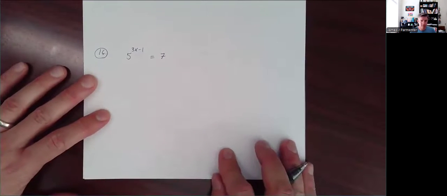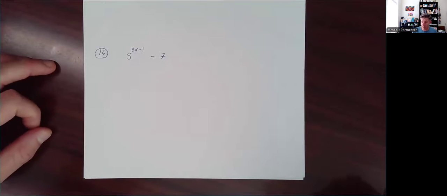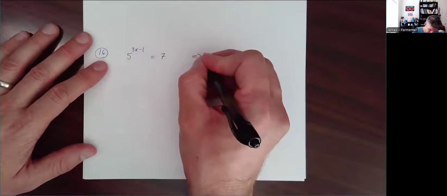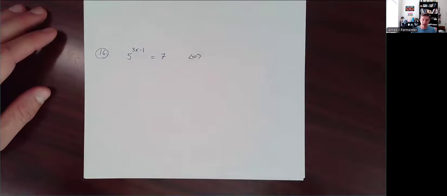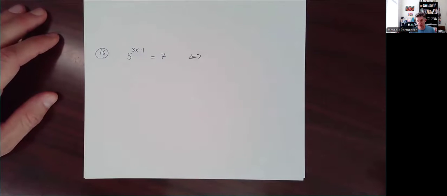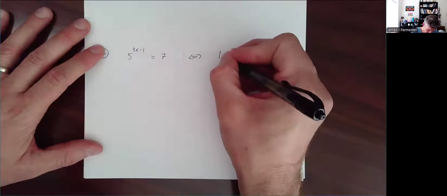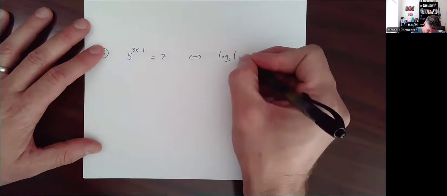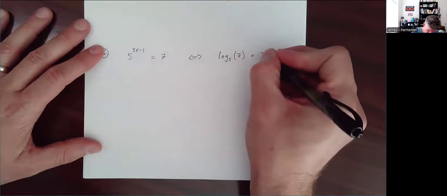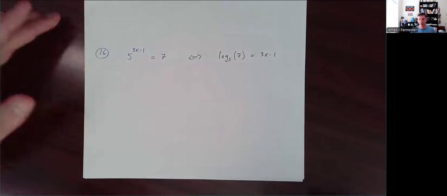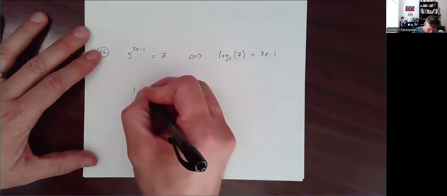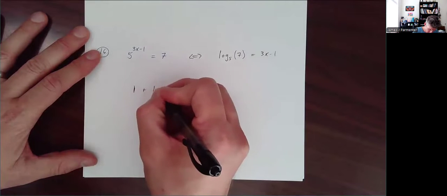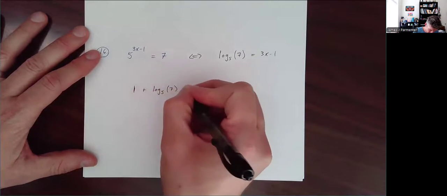Same deal here. We're going to rewrite this as a logarithmic equation. So our base is 5, and the exponent is 3x minus 1, which means we should have log base 5 of something equal to the exponent 3x minus 1. Specifically, it's log base 5 of 7, right? 7 is the only other piece there, equals 3x minus 1. And then we're going to solve for x. We're going to add 1 to both sides. So we're going to have 1 plus log base 5 of 7 equal to 3x.